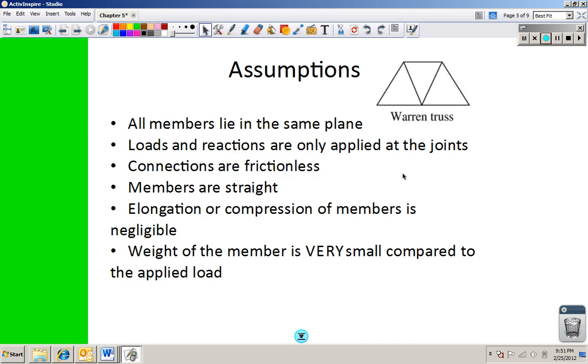Alright, so here's what we assume on trusses. All the members lie in the same plane. The loads and reactions are applied only at the joints. We're still negating friction, and all the members are straight. There's not going to be any elongation or compression of the members, and the weight of the members is going to be very small compared to the applied load.